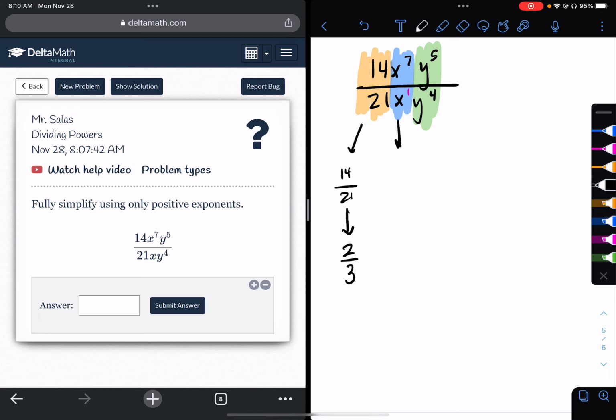So then what does this simplify to? Remember, this is the same thing as x to the 7 minus 1. What is x to the 7 minus 1? That's going to give me x to the power of 6. All right, so what is this going to give me? Sorry, this is going to give me y to the 5 minus 4. But what is 5 minus 4? It's y to the 1 power, so it's y to the 1.